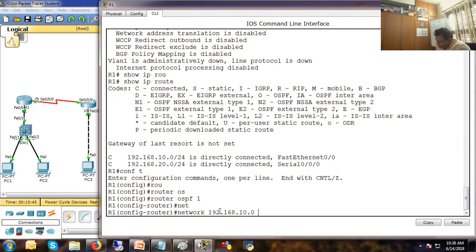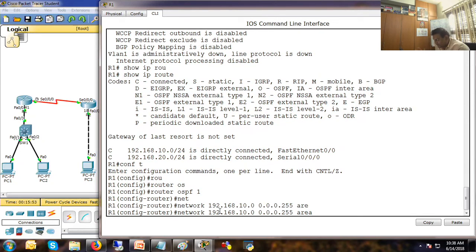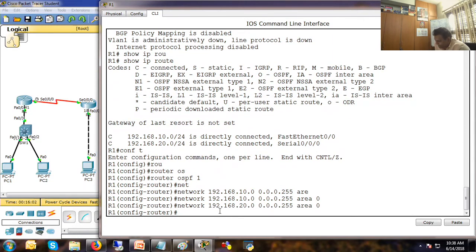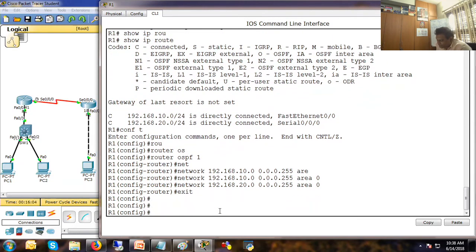So the inverse is 0.0.0.255. Single area, right? So all are area 0. Whichever interface you are adding, all interfaces are area 0 now. Done. Next one. Done. Configure both. Okay.